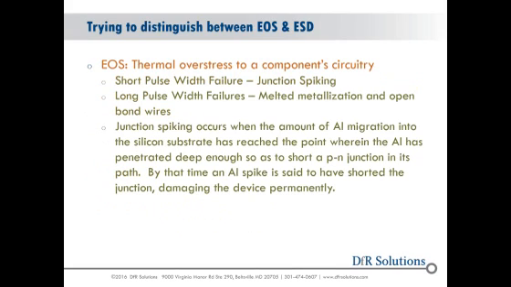So, EOS, looking at it again, is a thermal overstress to a component's circuitry. You can have short pulse width failures, which are like junction spiking, and long pulse width failures, where you might end up with melted metallization and open bond wires. Junction spiking can occur when the amount of aluminum migration into the silicon substrate has reached the point where the aluminum has penetrated deep enough to short a PN junction in its path. By that time, an aluminum spike is said to have shorted the junction, damaging the device permanently.